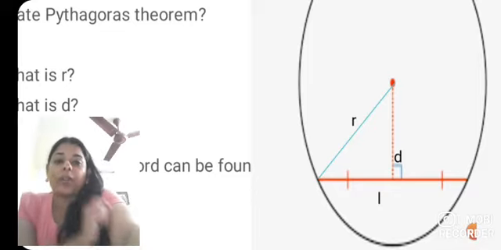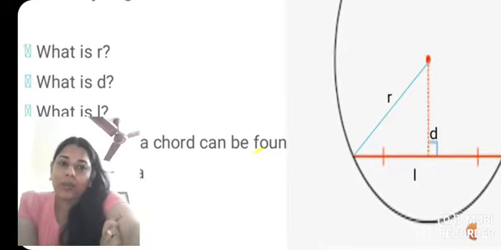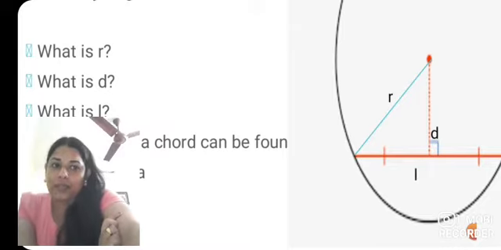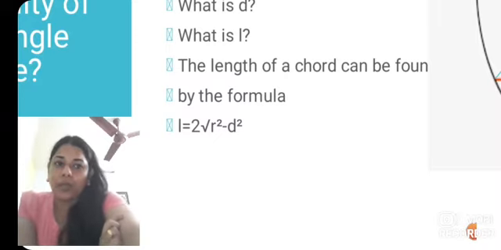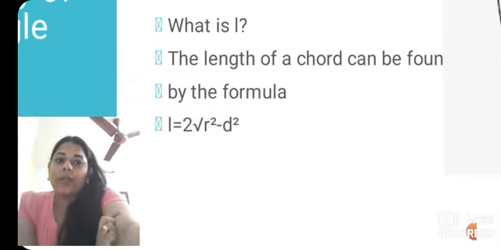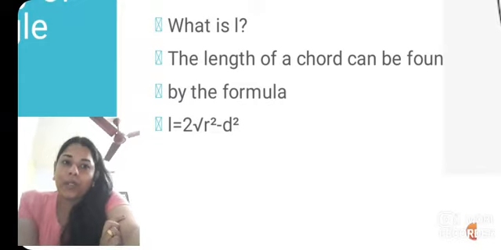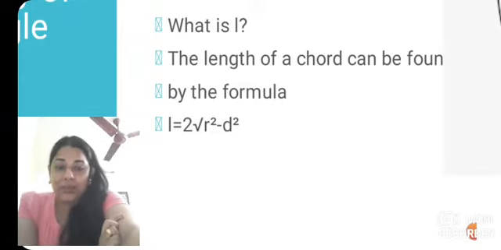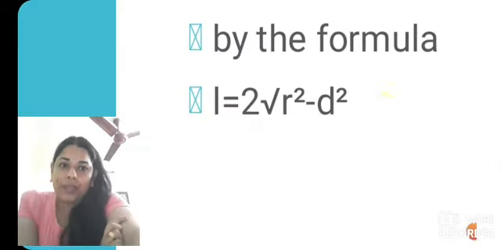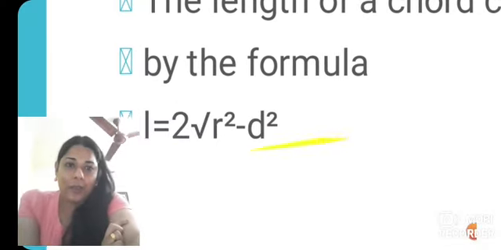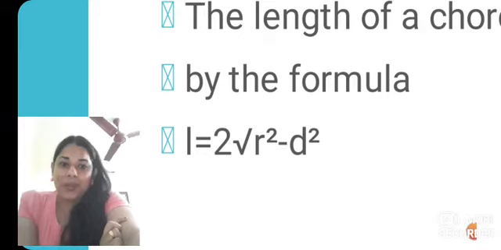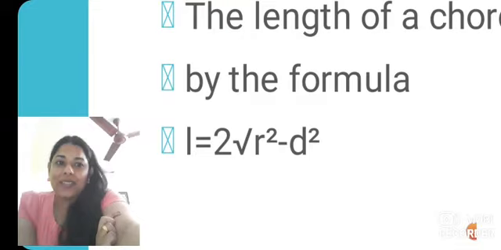We want to find the length L. So how will we find it? L should go to the LHS and R should come to the RHS. Therefore, we get L by 2 whole square equal to R square minus D square. So L equal to 2 into root of R square minus D square. The length of the chord can be found by the formula L equal to 2 into root of R square minus D square. Did you get it?